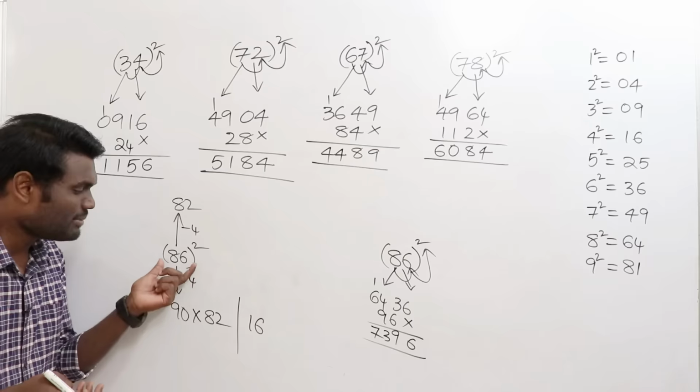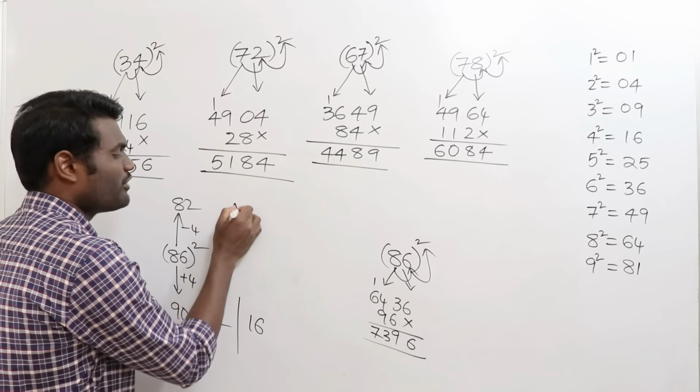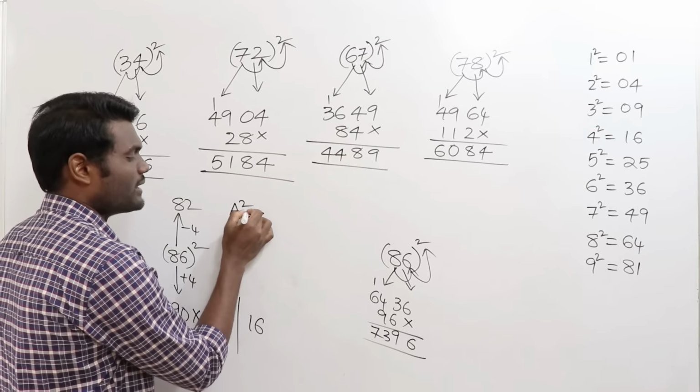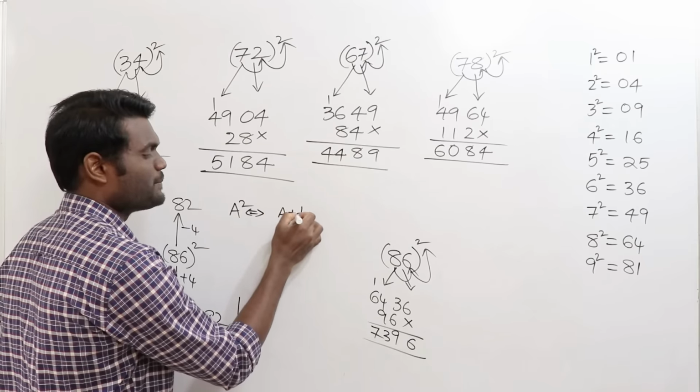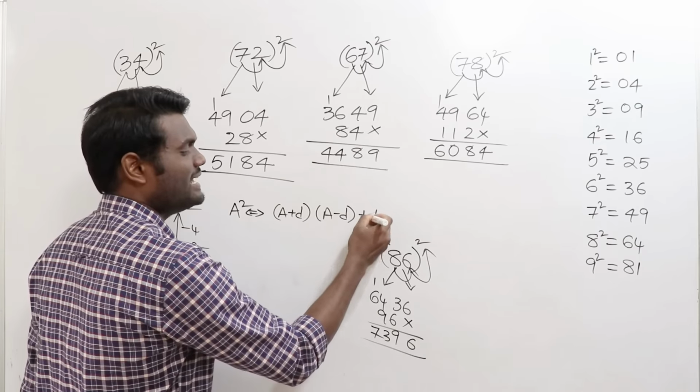So we are converting a double digit number into a single digit number. That is a simple thing. Actually we are asked to find a square. Now a square, what I have done, I have written it in this way, that is (a plus d) into (a minus d) plus d square.